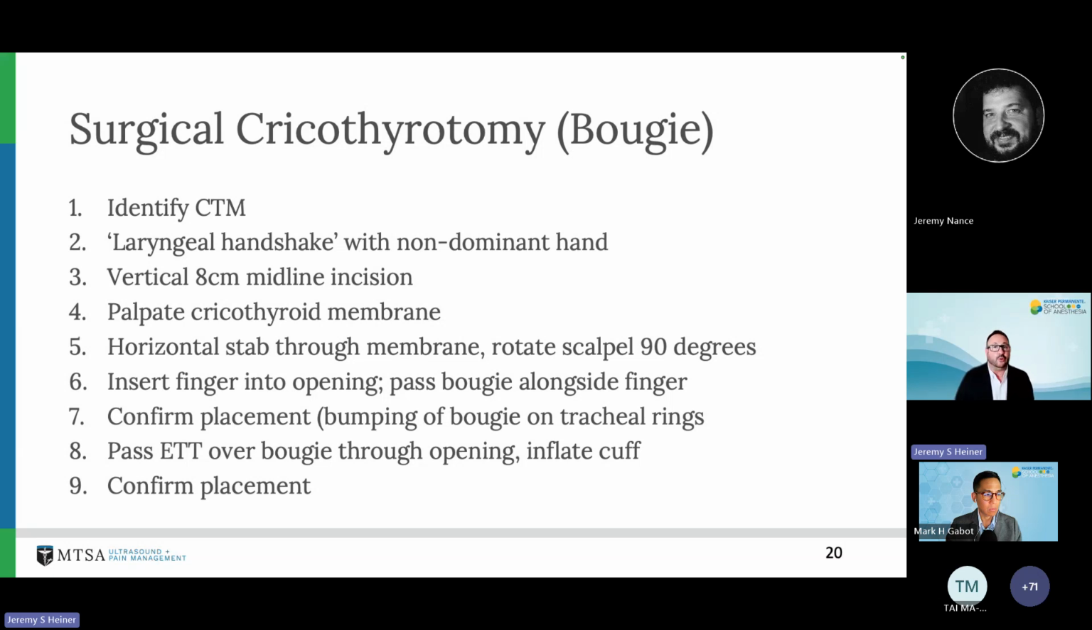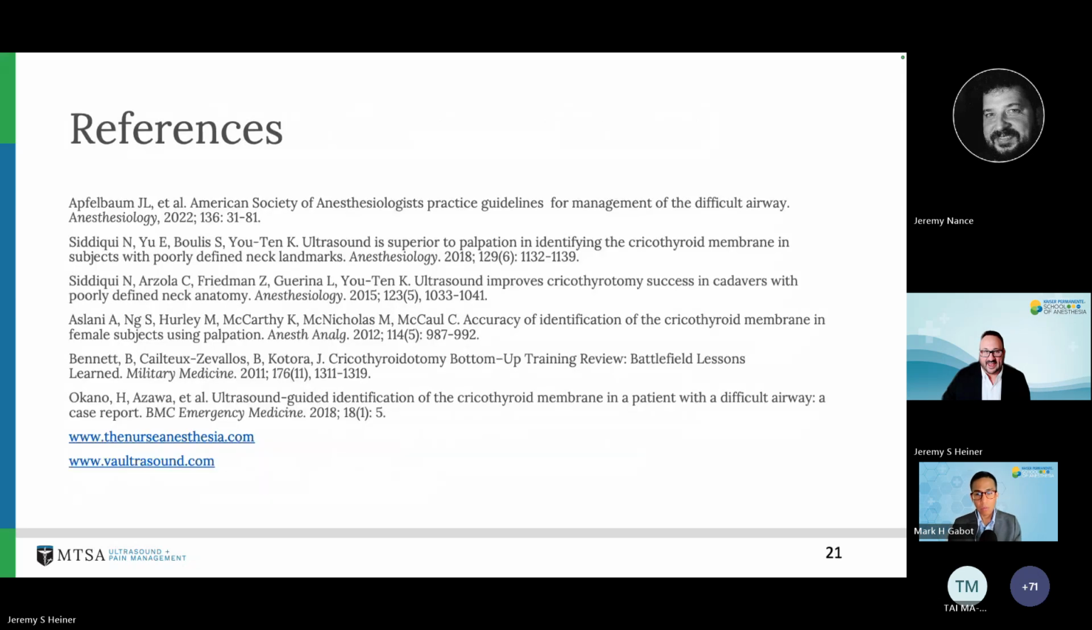At that point, we're going to railroad or pass the endotracheal tube over the top of the bougie and into the trachea. We'll remove the bougie, inflate the cuff, attach either our anesthesia circuit or our bag for ventilation, and confirm placement using end-tidal CO2 monitoring. And there we have it. That's the technique as we describe it.